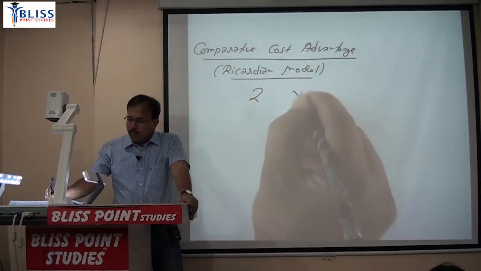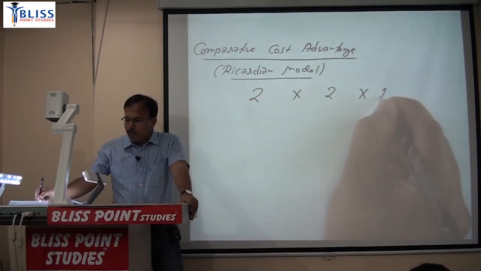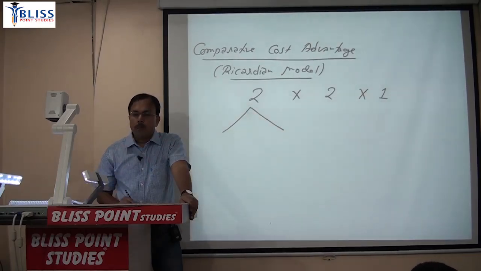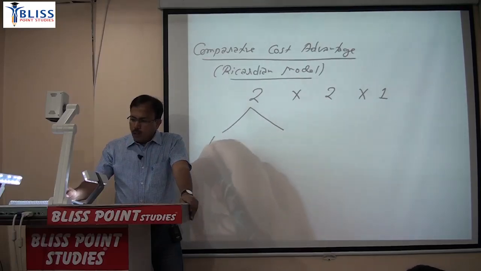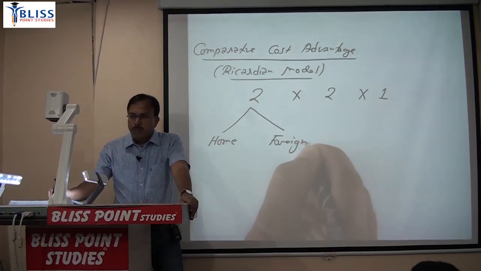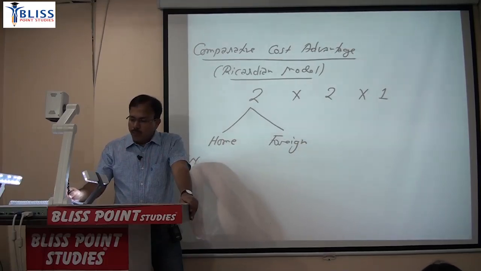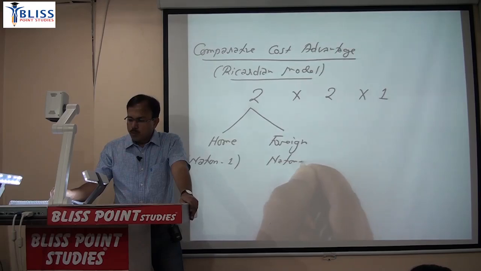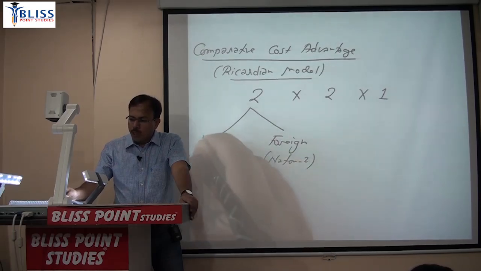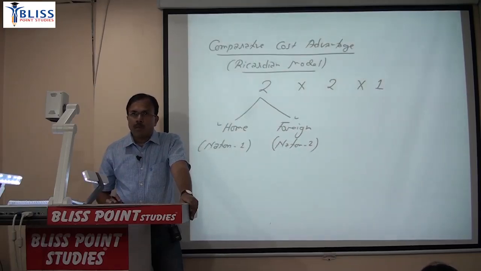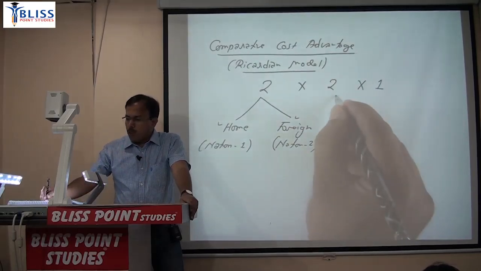So this model is a 2 by 2 by 1 model. Trade between a home country and foreign country. If you are referring to that Salvatore book, it will state or explain things like that: nation 1, nation 2, or you may call it home country and the foreign country. So we have to explain trade between two countries, home country and foreign country, producing two products.